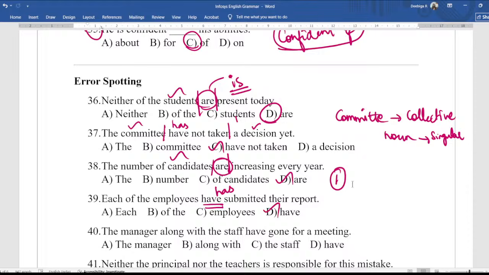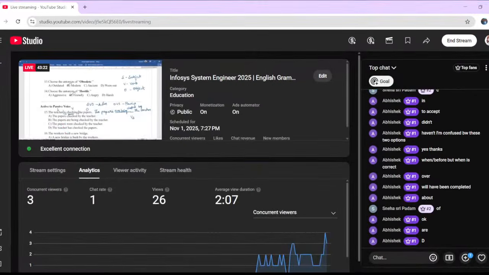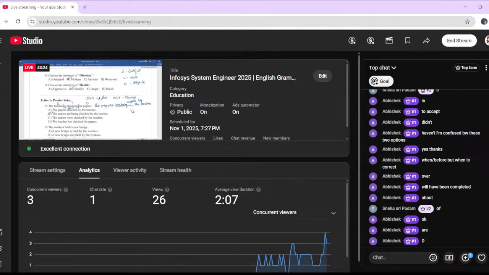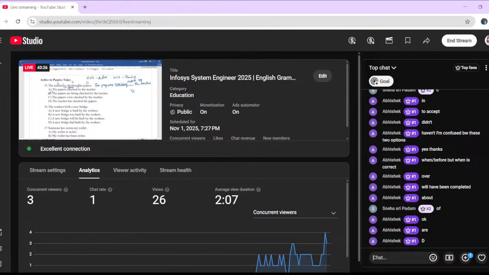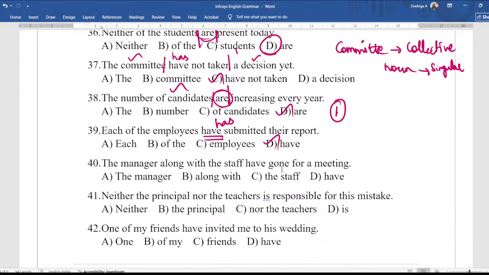Okay, let me see. Okay, Sneha, you're correct. And then you've said are, that is correct, Abhishek. And then option D, I don't know for which question, option D. Let's go to the next one. Thank you so much for interacting, Abhishek and Sneha.